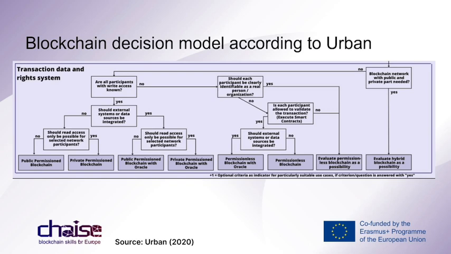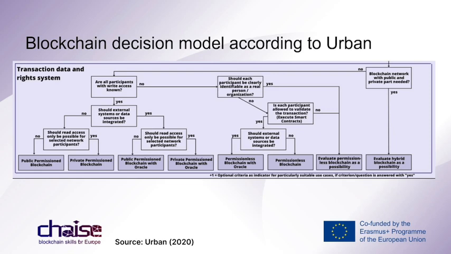Should each participant be clearly identifiable as a real person or organization? The clear assignment of a technical network node to a real person can only be ensured in permissioned blockchain networks. Is each participant allowed to validate the transactions and execute smart contracts? Typically, each network participant has identical rights within the public blockchain. In permissioned implementations, however, specific rights can be assigned per participant, which can also include the execution of smart contracts.